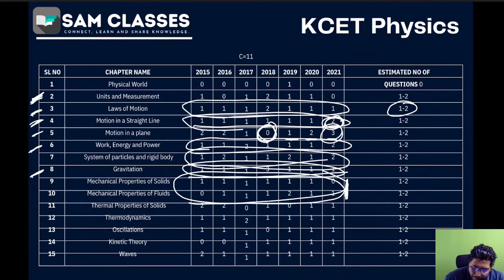Next, thermal properties of solids. Again, 1 mark max, sometimes 0 also. Max sometimes can very rarely go to 2. Thermodynamics, minimum 1 will come. This is easy. Simple question comes. I'll tell you the gist of the whole thermo part. What are the questions they target? Do that. Done. Nothing more.